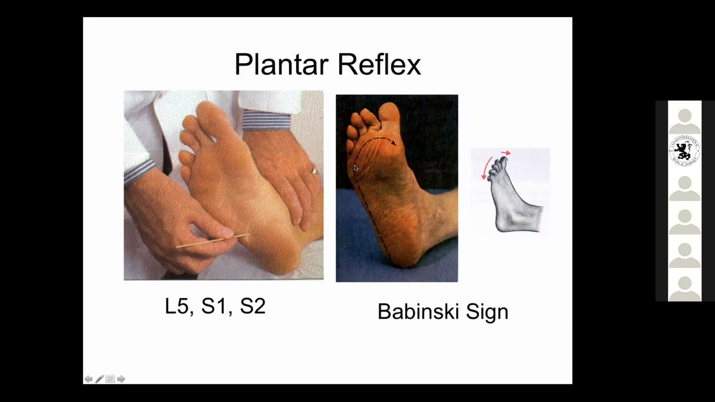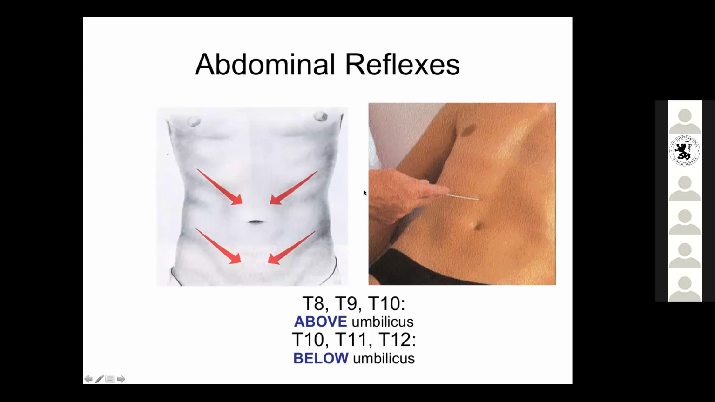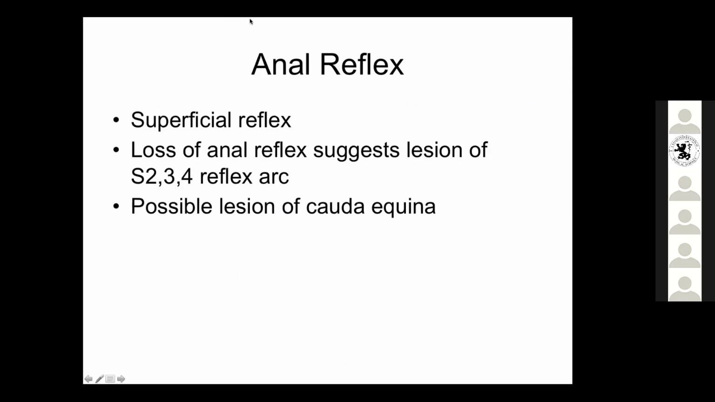But if dorsiflexion occurs and a fanning out effect of the toes, then this suggests a Babinski sign and an upper motor neuron lesion. Abdominal reflexes are also done. It means you have to strike from outward to inward, above the umbilicus and also below the umbilicus, and you see if there is some abdominal contraction going on or not. And that would help you know if the abdominal reflex is intact.